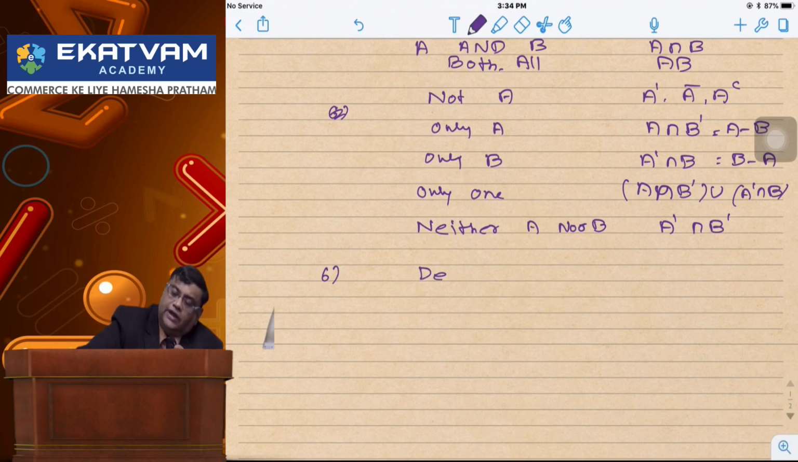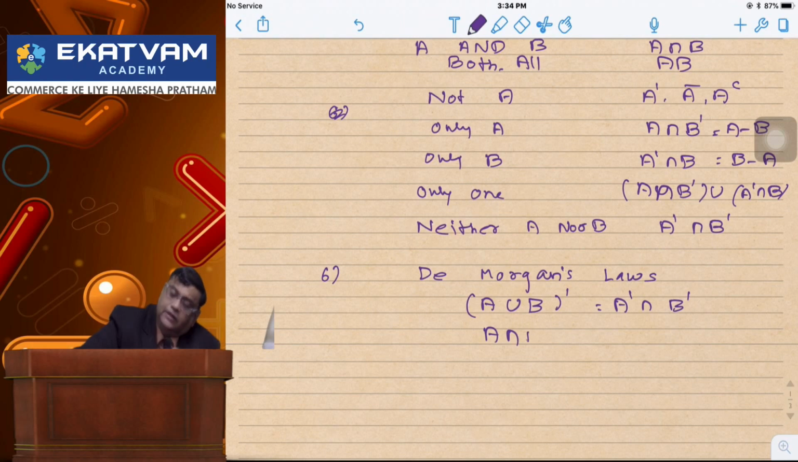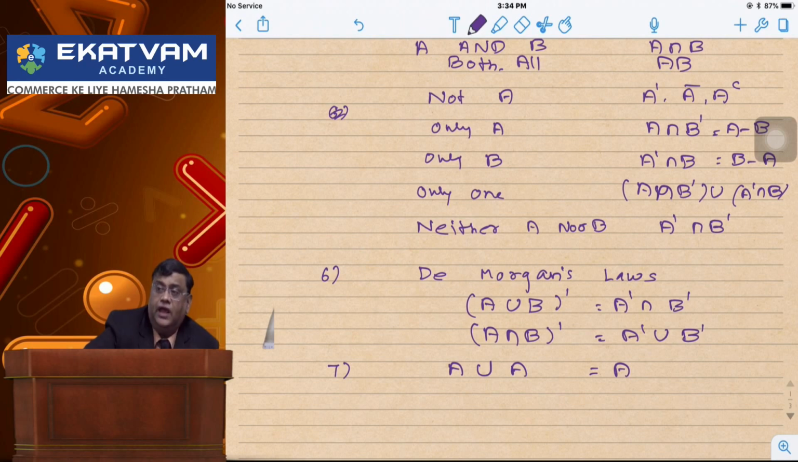De Morgan's laws state, tell me, what do De Morgan's laws state? A union B bracket dash is A dash intersection B dash. A intersection B bracket dash is A dash union B dash. And then mind well, A union A: if you collect A and A, you are going to get A. A union A, if you take the union, you get A only.